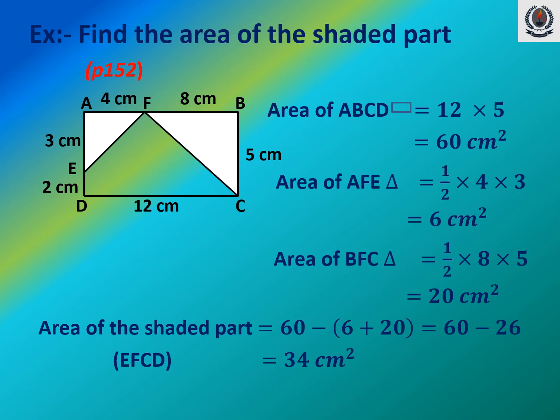Now how to find the area of the shaded part? Then we have to subtract the sum of the areas of the two triangles from the area of the rectangle ABCD. Now the rectangle ABCD is 60 square centimeters minus 6 plus 20. What is the answer? 60 minus 26, 34 square centimeters. That is the area of the shaded part. We should subtract these two areas of triangles from the area of the rectangle.